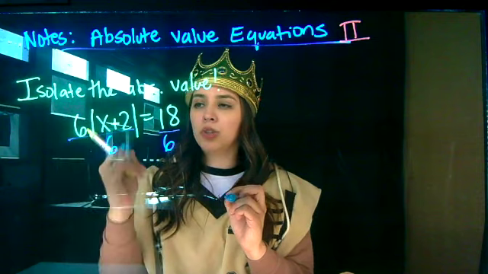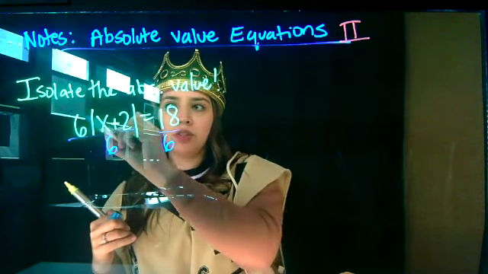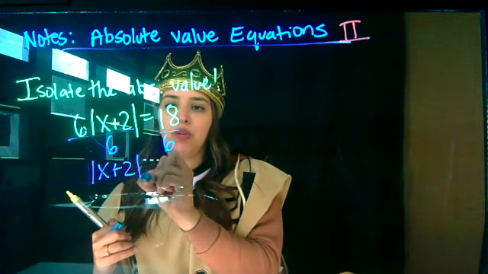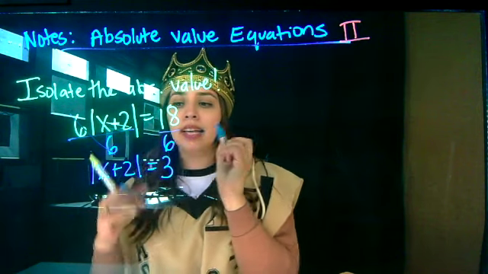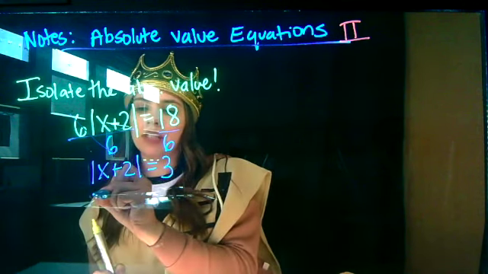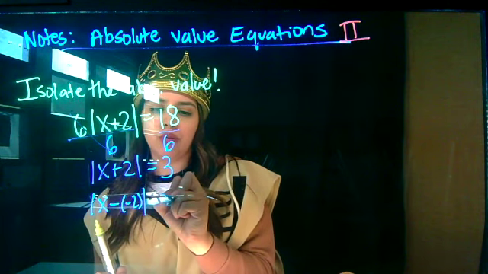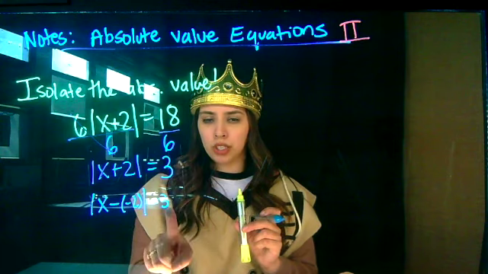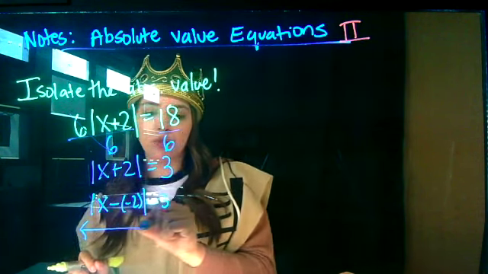When you multiply by a number and divide by that number, it's equivalent to 1, because 6 over 6 is 1 whole. And you're left with the absolute value of x plus 2 equals 18 divided by 6, which is 3. Now you can use that general form and rewrite this as x minus negative 2 equals 3, and then you ask yourself, what numbers are 3 units away from negative 2? So let's try that, and then we'll do the algebra.